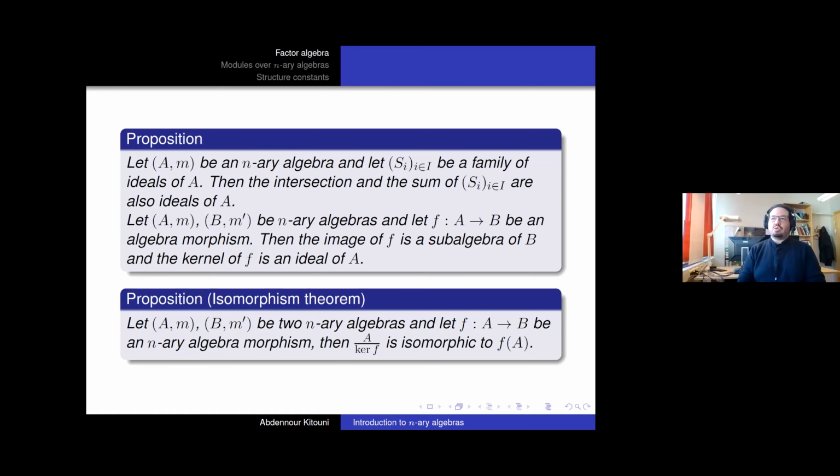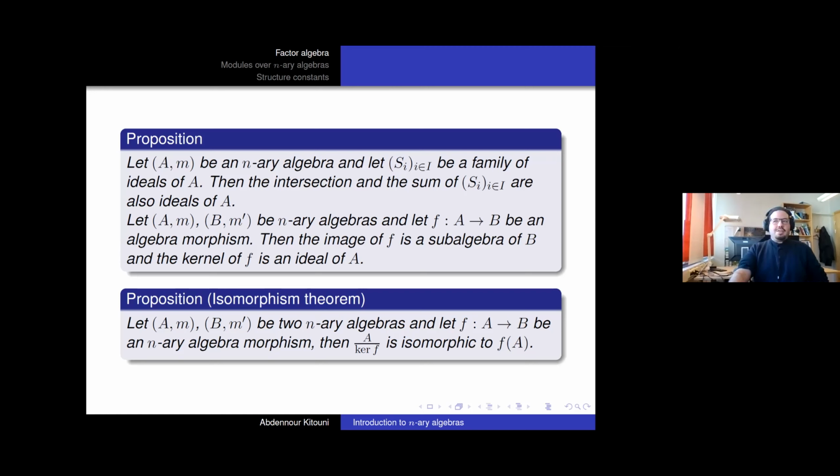And one should note also that all the results that we have with rings that are not depending on associativity extend also naturally to the n-ary case. So I chose only those two to illustrate.